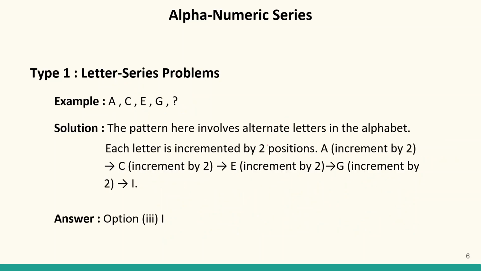Here is the solution. You can check that the pattern involves alternate letters: A, B, then C. It is incrementing by 2 positions. A plus 2 equals C, C plus 2 equals E, and so on, because A was denoted by 1 and C is denoted by 3. I hope this is clear.